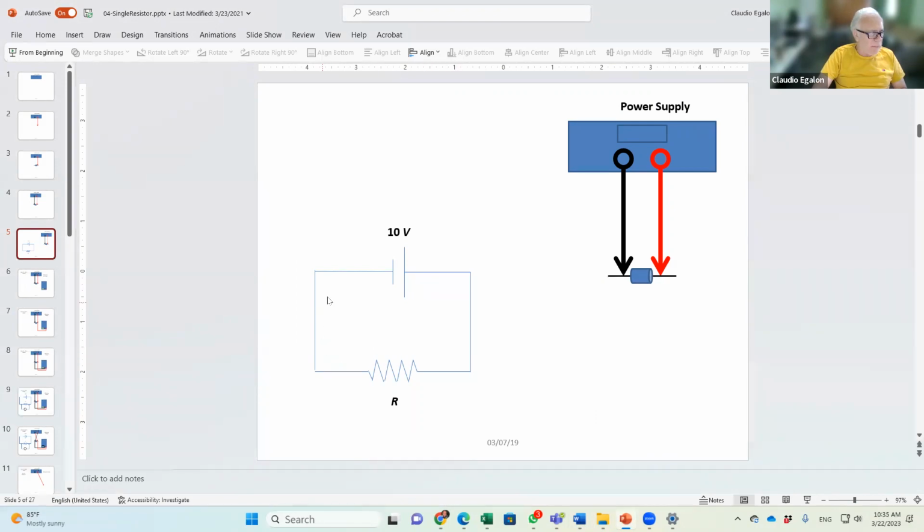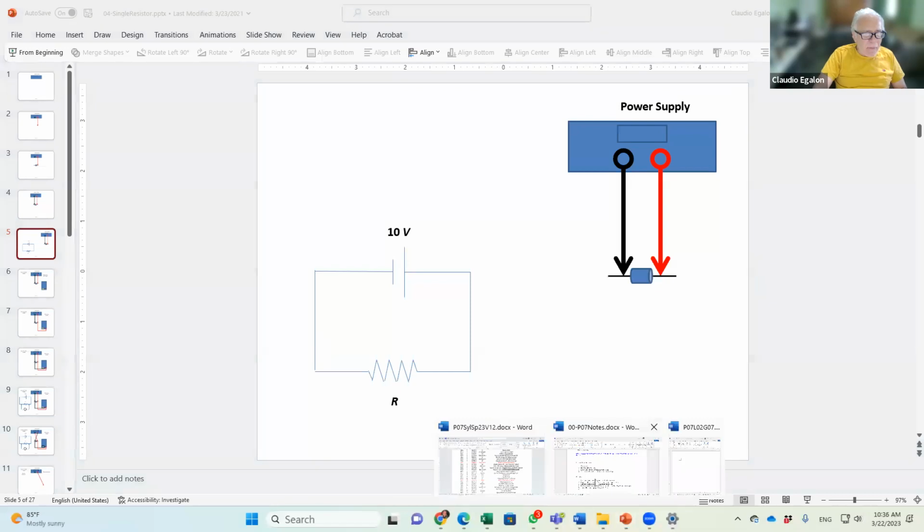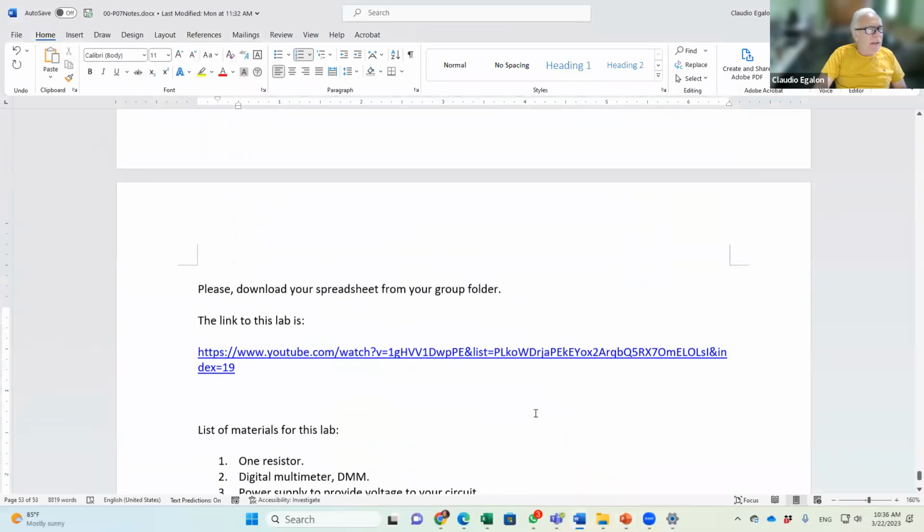And what you have to do here is visualize electric charges moving in the circuit as though they were small, invisible little cars moving in a racetrack. Okay, that's how you have to visualize. That's what we have to visualize here.